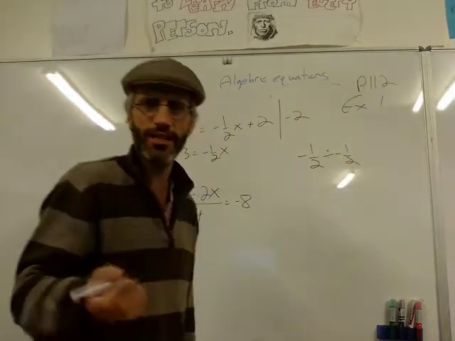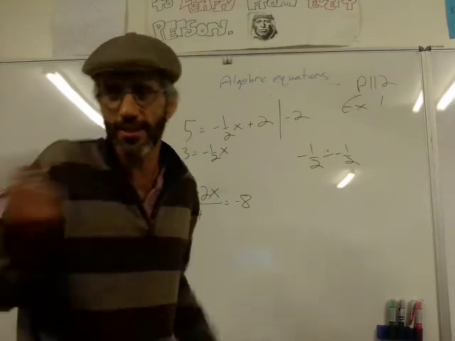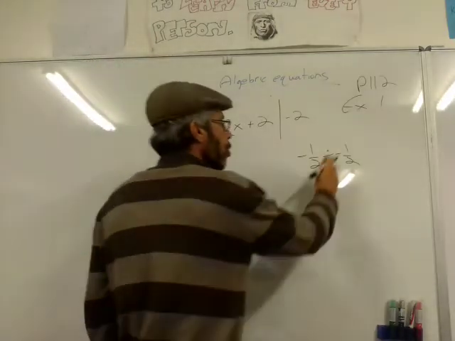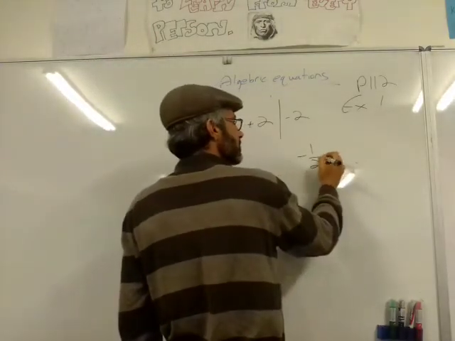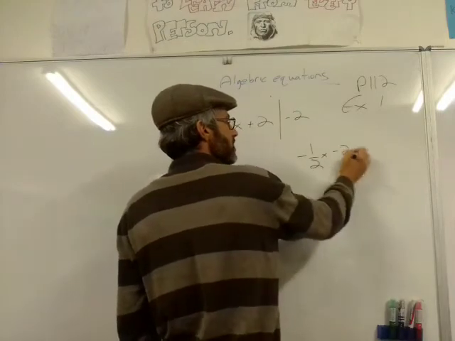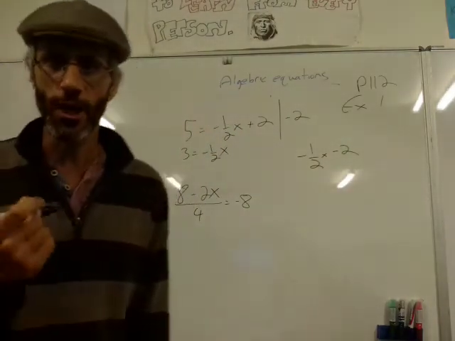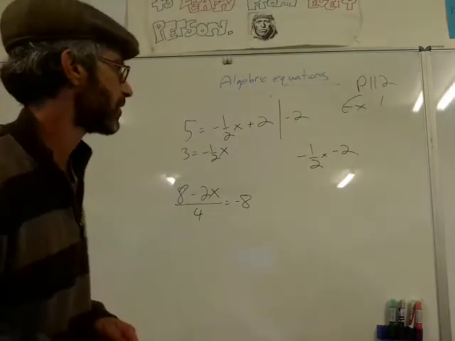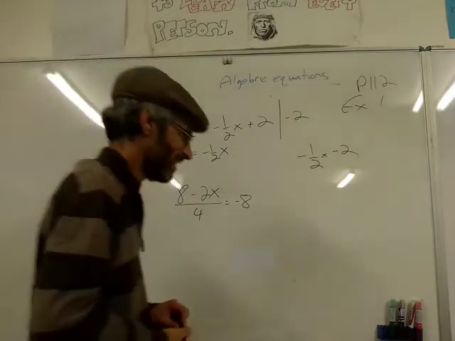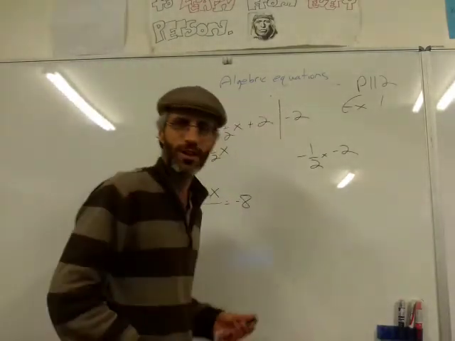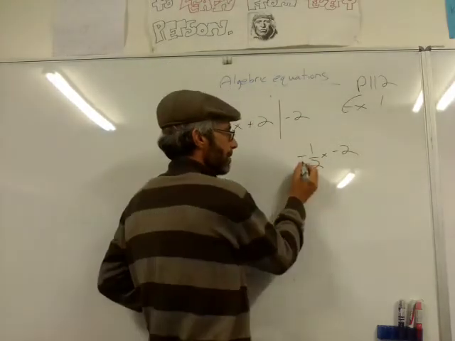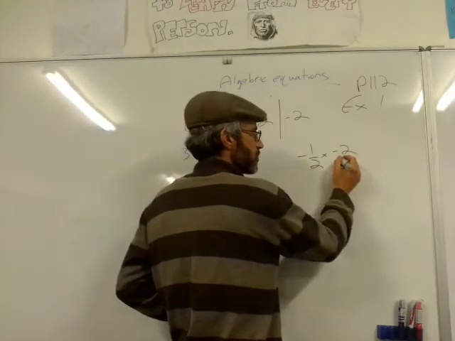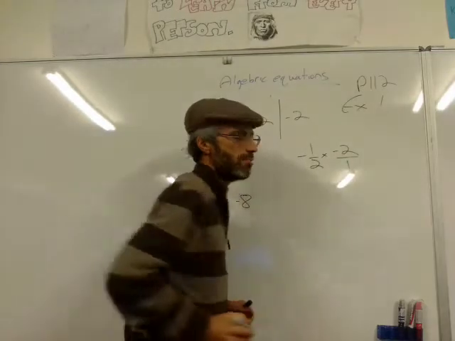Every time I divide a number by itself, I get 1, and that's how I get rid of it. Or I can multiply by minus 2. I would like you to understand that, because I think you can, and I want you to see why, okay? Minus half times minus 2. Now, minus 2 is the same as minus 2 over 1.